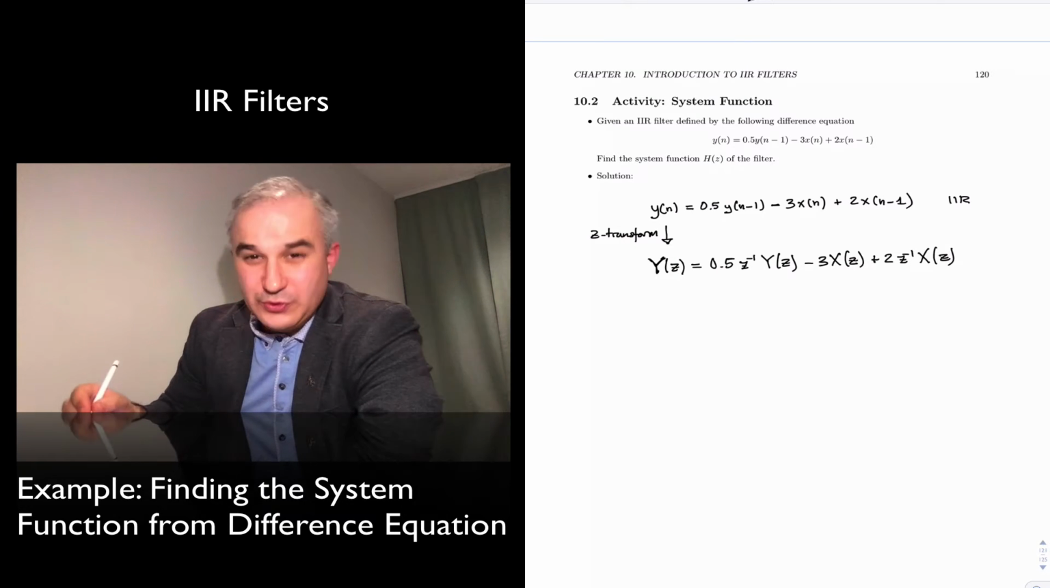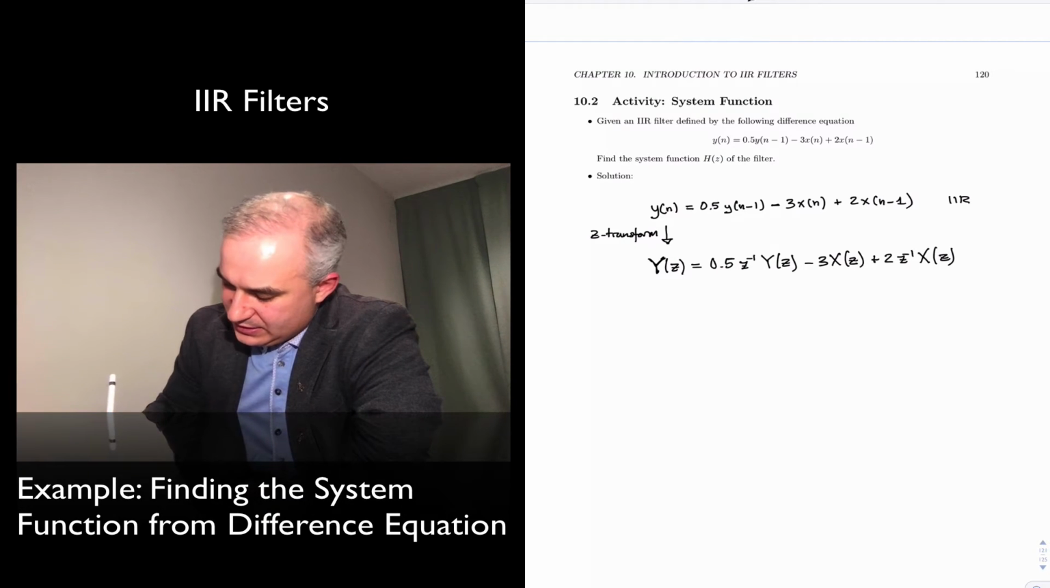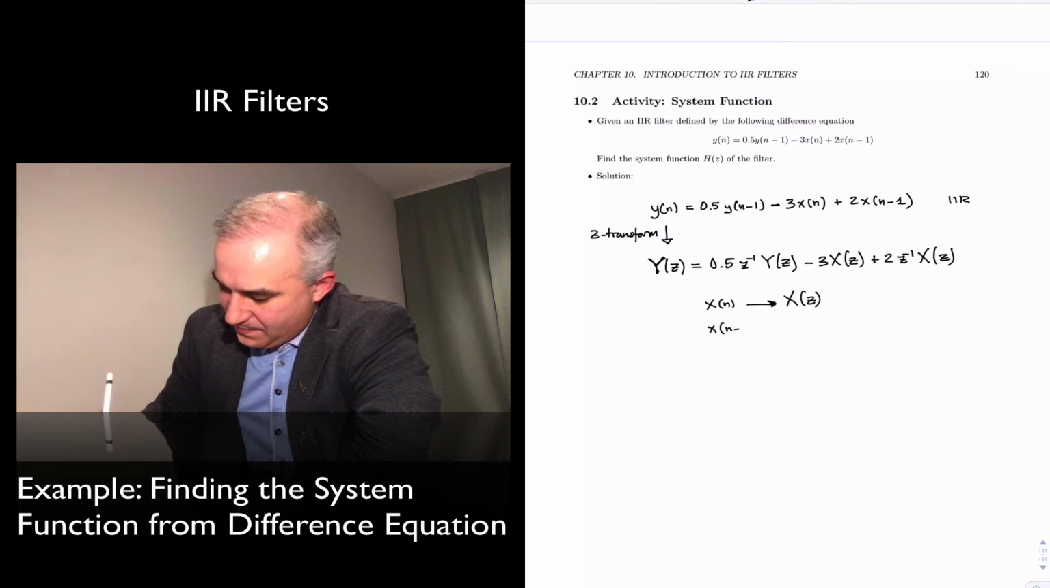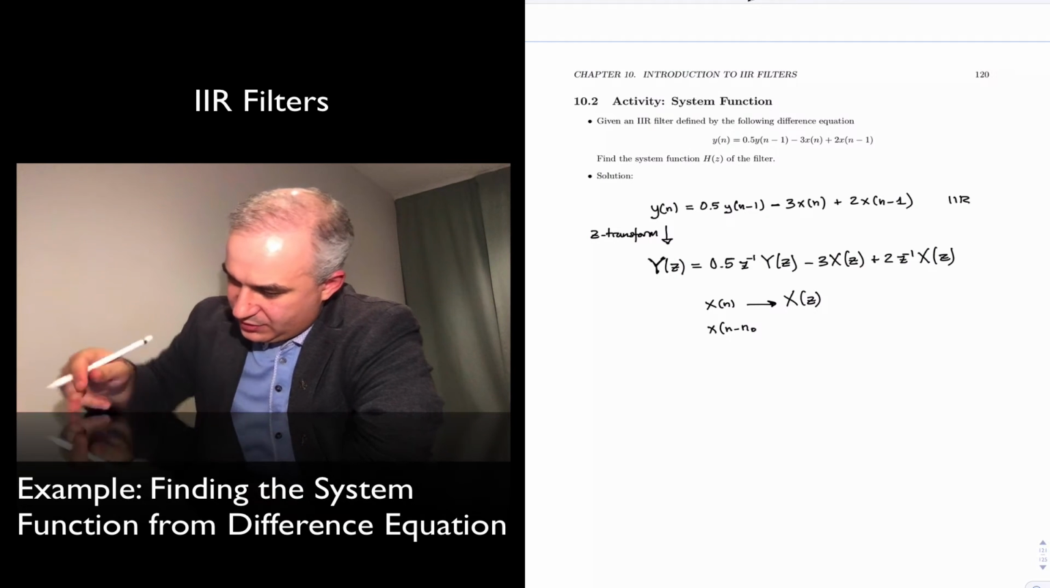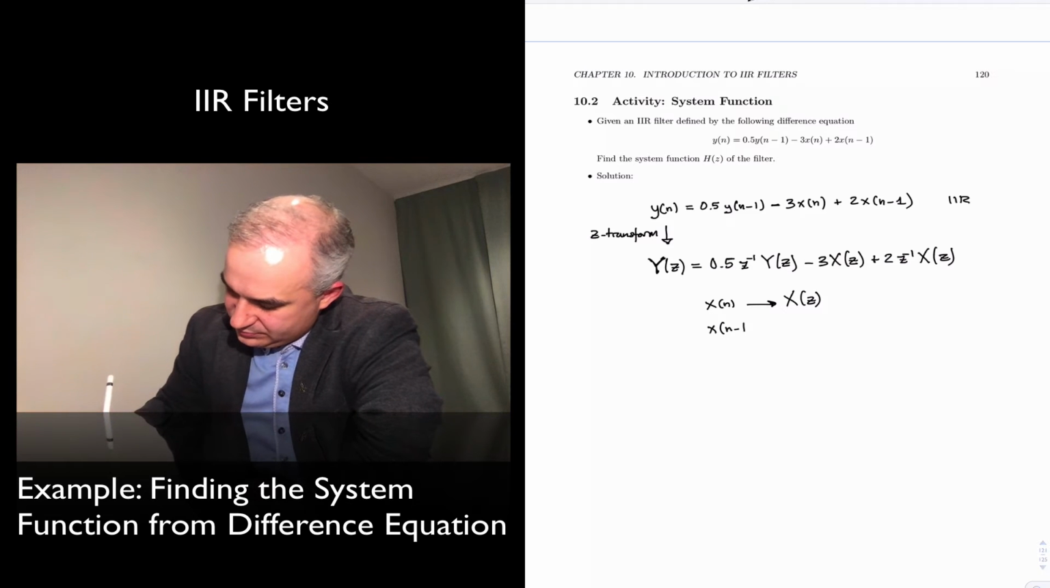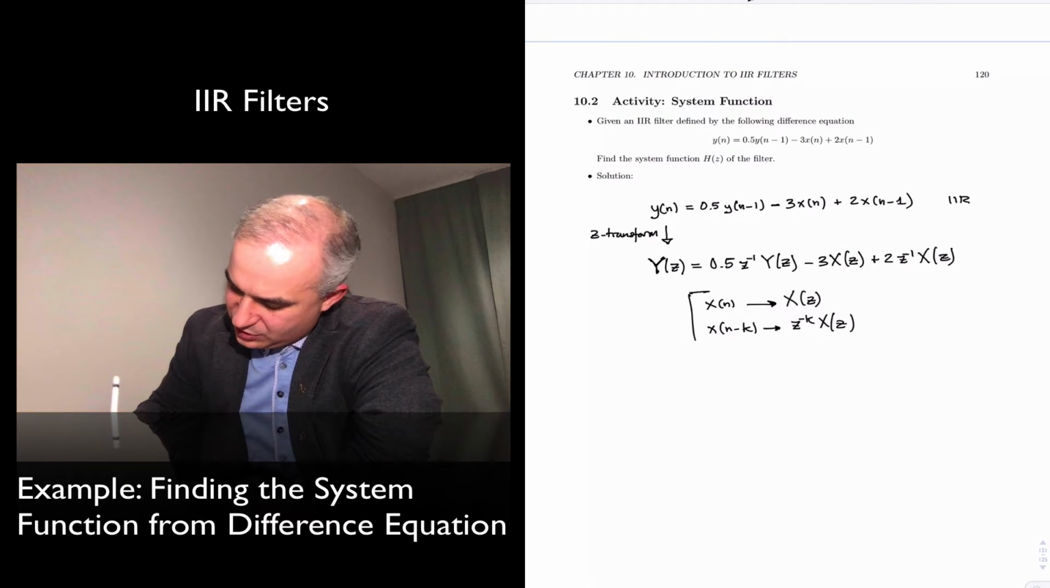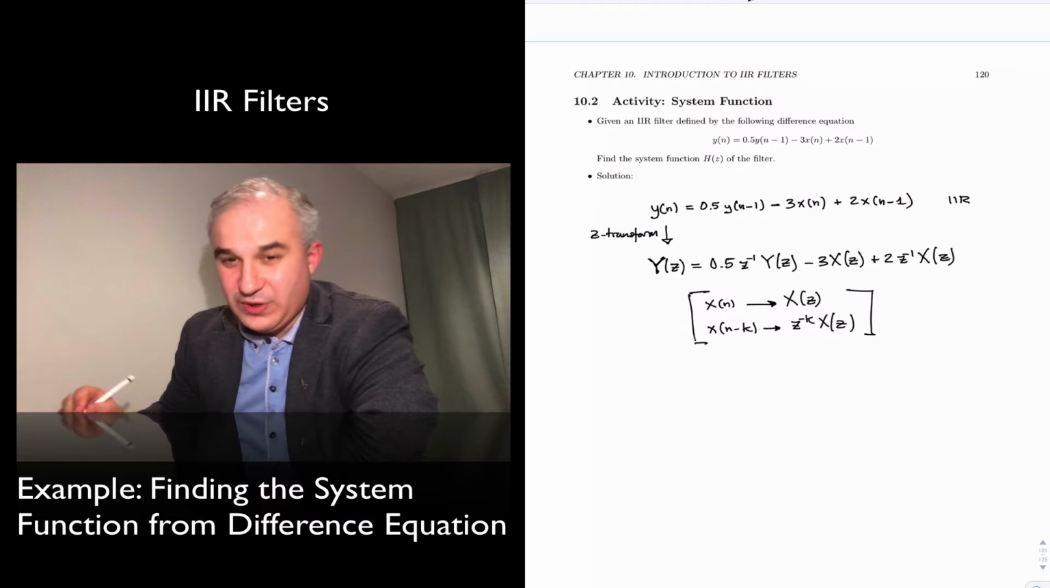We have used the property that if x of n is X of z, then x of n minus n0, or I'm going to say n minus k, transforms as z to the minus k X of z. This is the only Z transform pair that we have used here.